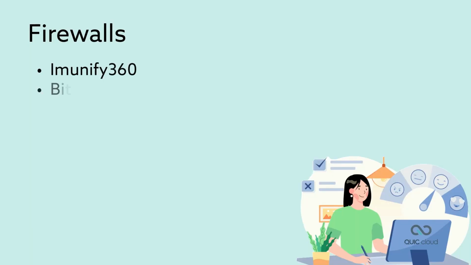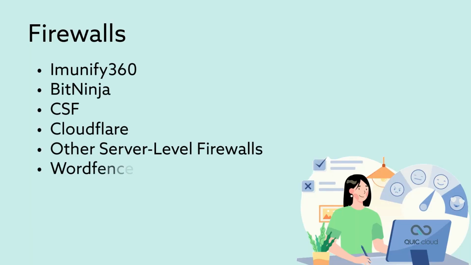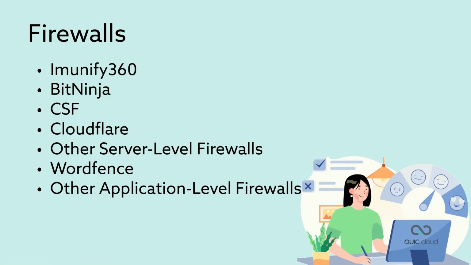You're almost finished. In order for QuickCloud to perform its services, it needs to be able to communicate with your origin server. Some server-level and application-level firewalls may interfere with this communication. If you have one of these firewalls in place, you will need to make sure it is allowing QuickCloud IP addresses. There is more information about that in the description below.